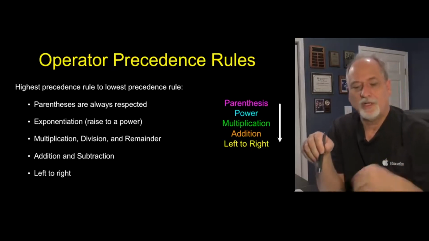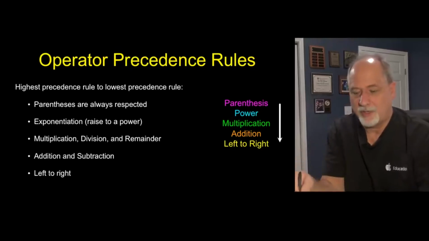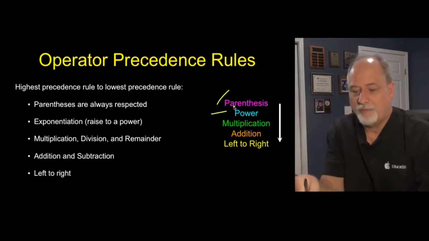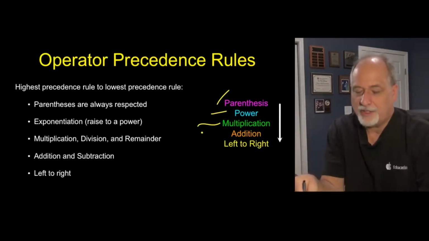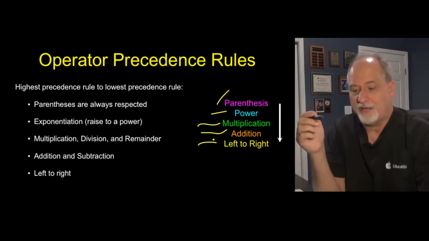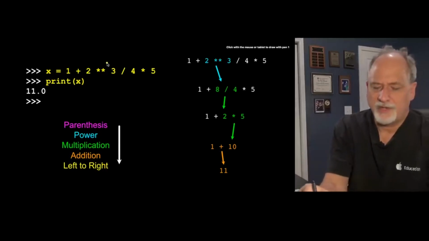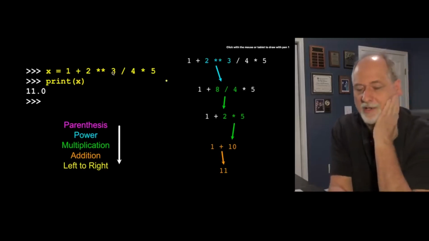So the way things work in terms of operator precedence is parentheses are the most important thing, followed by raising to the power, all else being equal. Multiplication and division are both equal, and then addition, and within that it's adding left to right. So let's see an example of how this works. If we take 1 plus 2 raised to the 3 power divided by 4 times 5, and we print out what comes out of this.